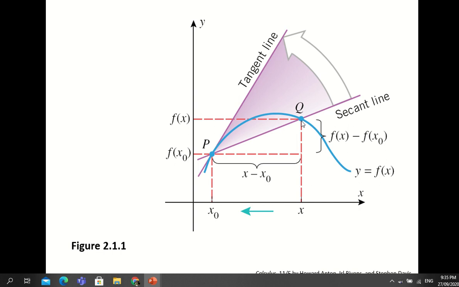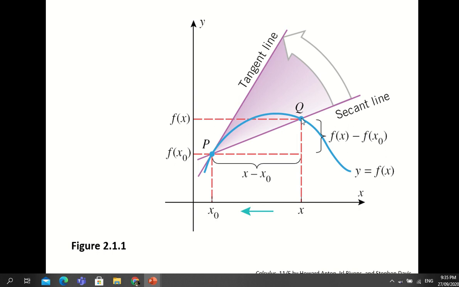Now, if you can still remember in our previous discussion, we have what we call the secant line. So what is the secant line? The secant line is the line that intersects the curve or the function at 2 points, at least 2 points. In this case, this line we call the secant line. This is the line that intersects at point P and also at point Q.